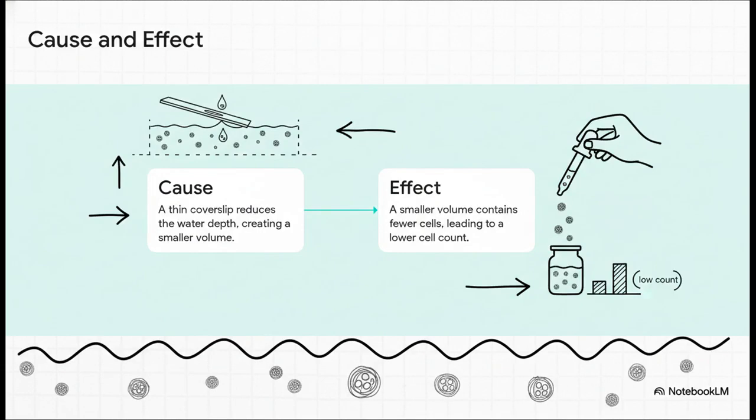Now, this is a 2-mark question, which means we need to make 2 linked points. First, the cause. A thin, pulled-down cover slip reduces the depth of the water, which means the volume you're counting is actually smaller than you think it is. That's your first mark. And second, the effect. If you have a smaller volume, it's naturally going to contain fewer cells, so your final count would be wrong. It would be too low. It's a perfect chain of cause and effect.